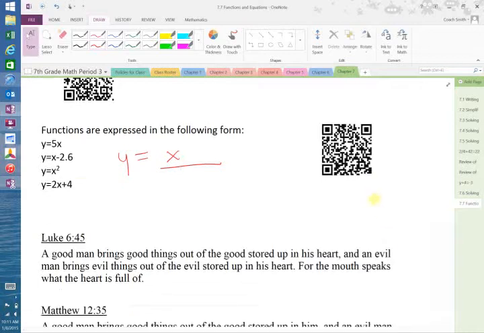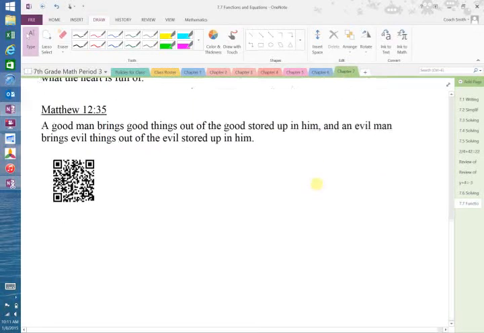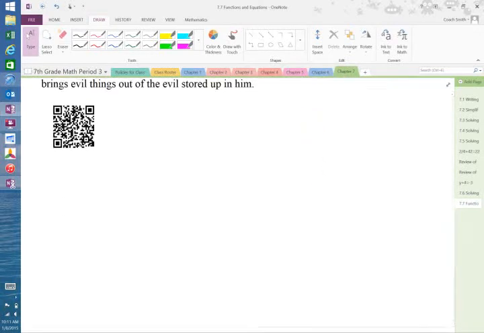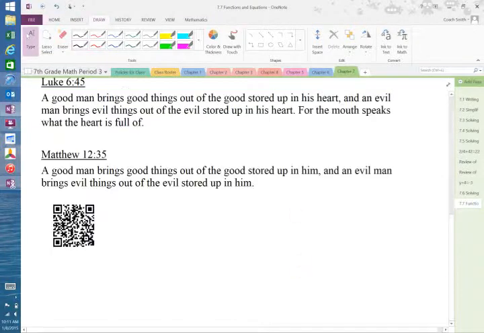Before I go on down past the memory verses, I'm not going to require you to put the memory verses in there. You might just put the references, Luke 6:45 and Matthew 12:35. I'm not going to require you to write that in right now, because we'll get back to those in a second.